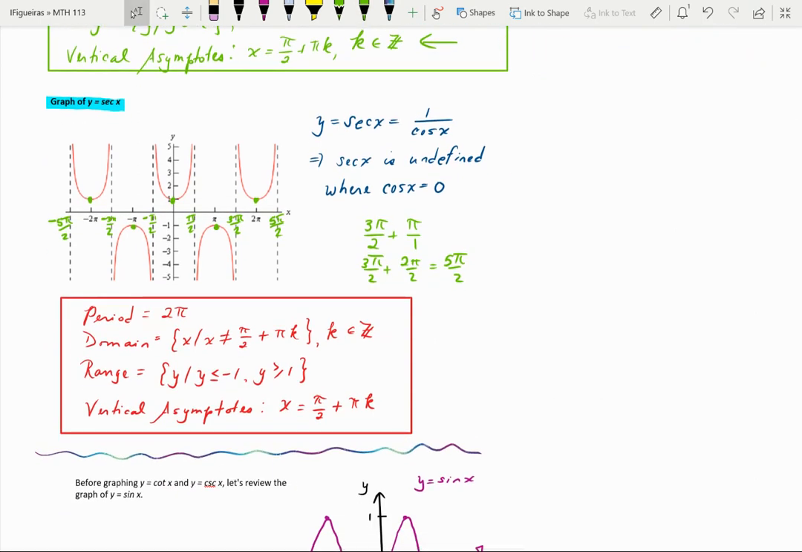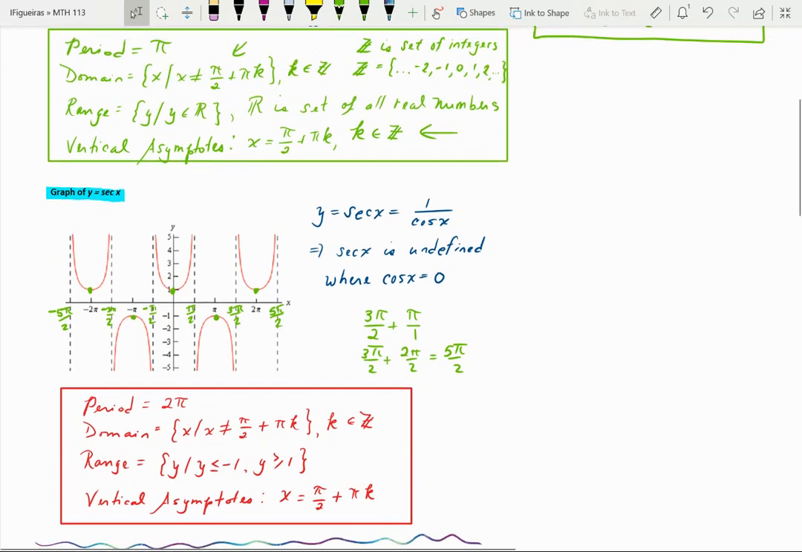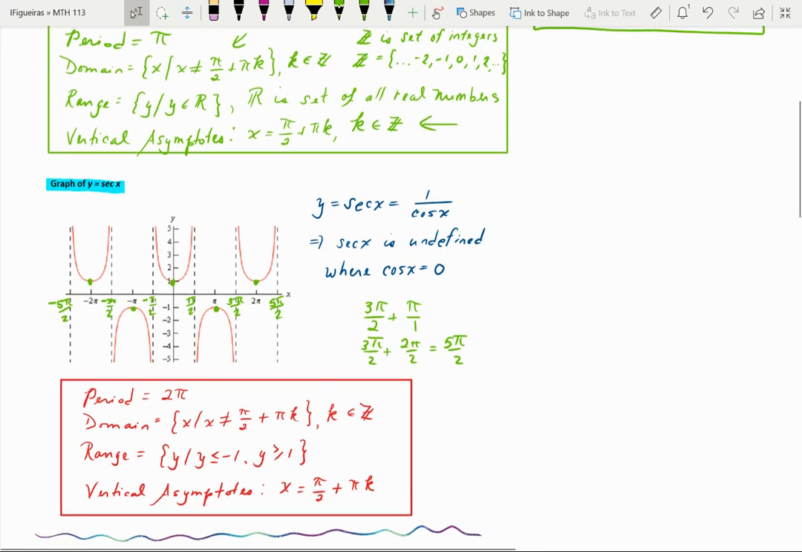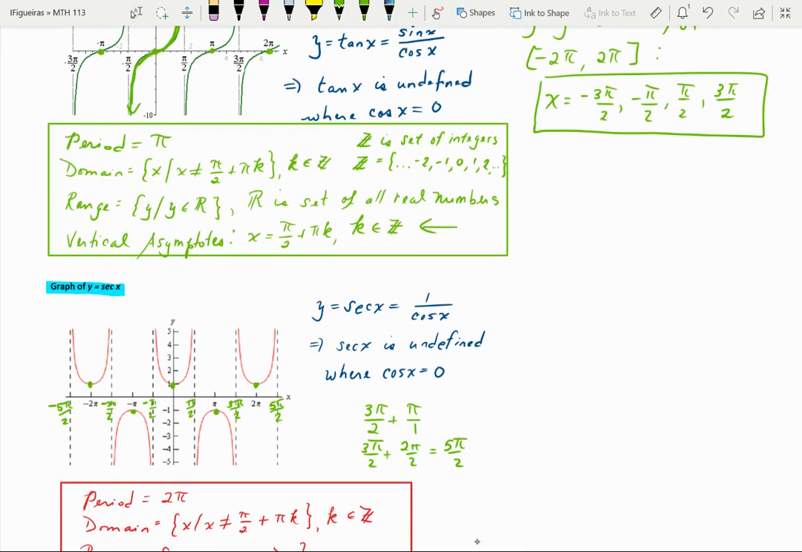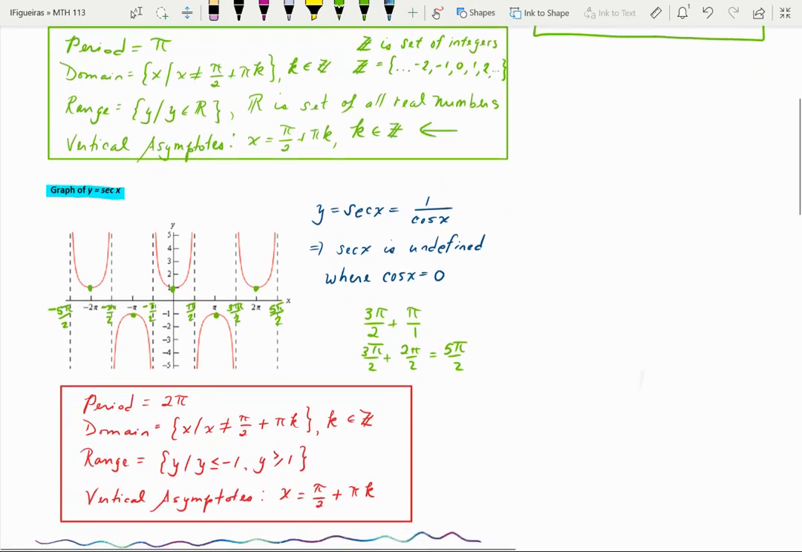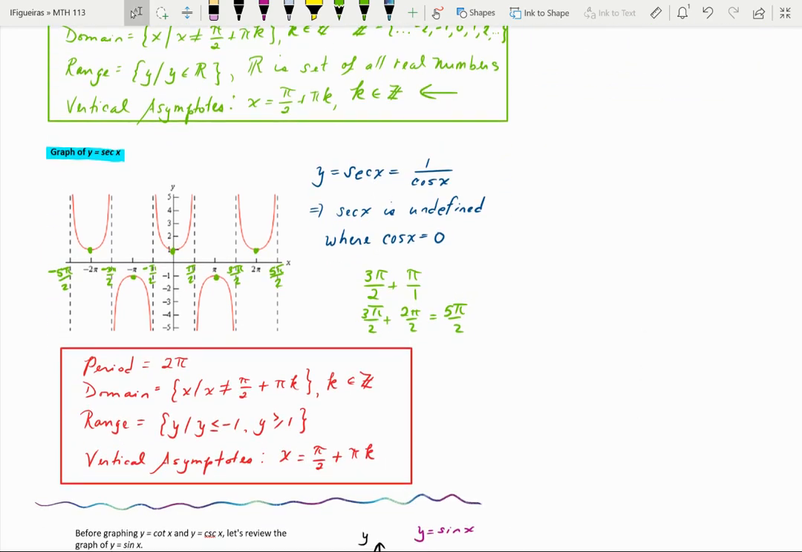The period of secant is 2 pi. Your domain is the same domain as tangent. So if you look above in green, the domain of your tangent function is x is not equal to pi over 2 plus pi k. Because you have the same restrictions with your cosine function, it's the same domain. x is not equal to pi over 2 plus pi k, where k is an integer.